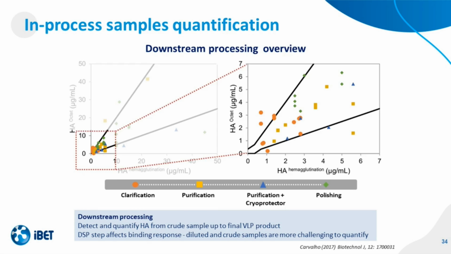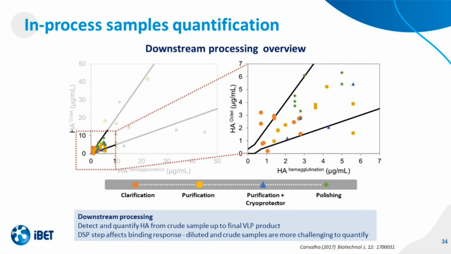And this panel here is a zoom of that initial area of the first panel that I showed you. And in this case, we are looking specifically at clarified samples that are more challenging to quantify because the samples from the clarification stage contain several culture media compounds that can possibly interfere with the concentration analysis.